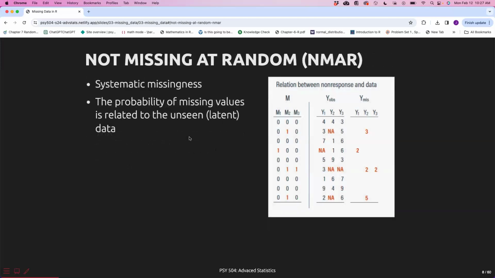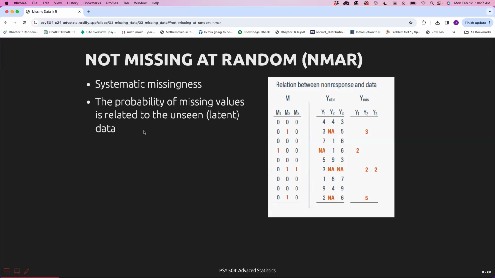And then we have not missing at random data. What does it mean to be not missing at random? It means that the probability of missingness is related to the unseen values themselves. As we see here, the NA that we have here is directly related to Y2. So it's directly related to the variable itself. That is why it is missing. This is probably the most complex missing mechanism and really the hardest to deal with. I'll talk a little bit at the end about how we can deal with NMAR data, but it's not going to be pretty. It's going to require a lot of work.